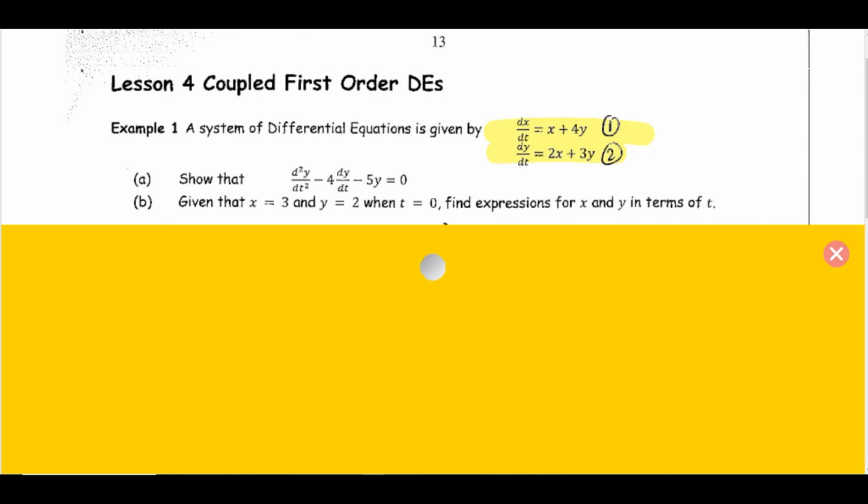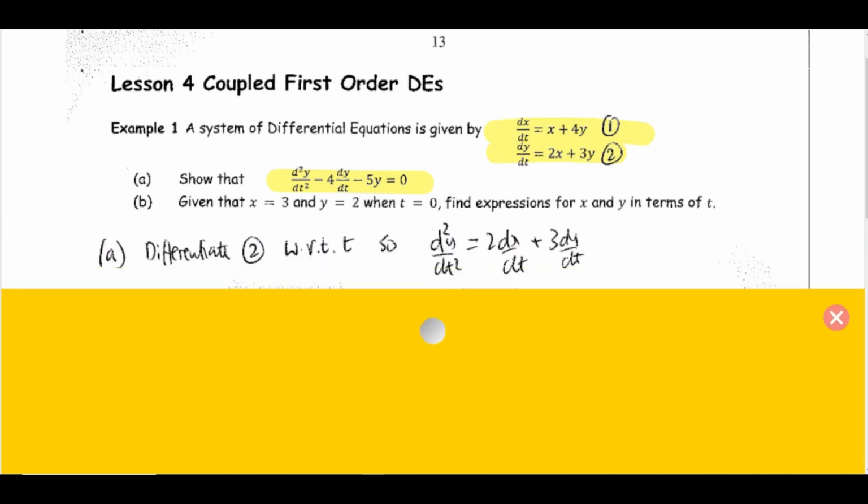I'm going to show you how to convert these differential equations into this second order differential equation with y's and t's in it: d2y by dt squared minus 4 dy by dt minus 5y is 0. Now, this is done in 3 steps. Because we want to get a second order differential equation with dy by dt in it, we start with the second of our given differential equations. I'm going to call them 1 and 2. So I'm going to start with equation 2 because that's got dy by dt in it, and I'm going to differentiate that equation with respect to t.